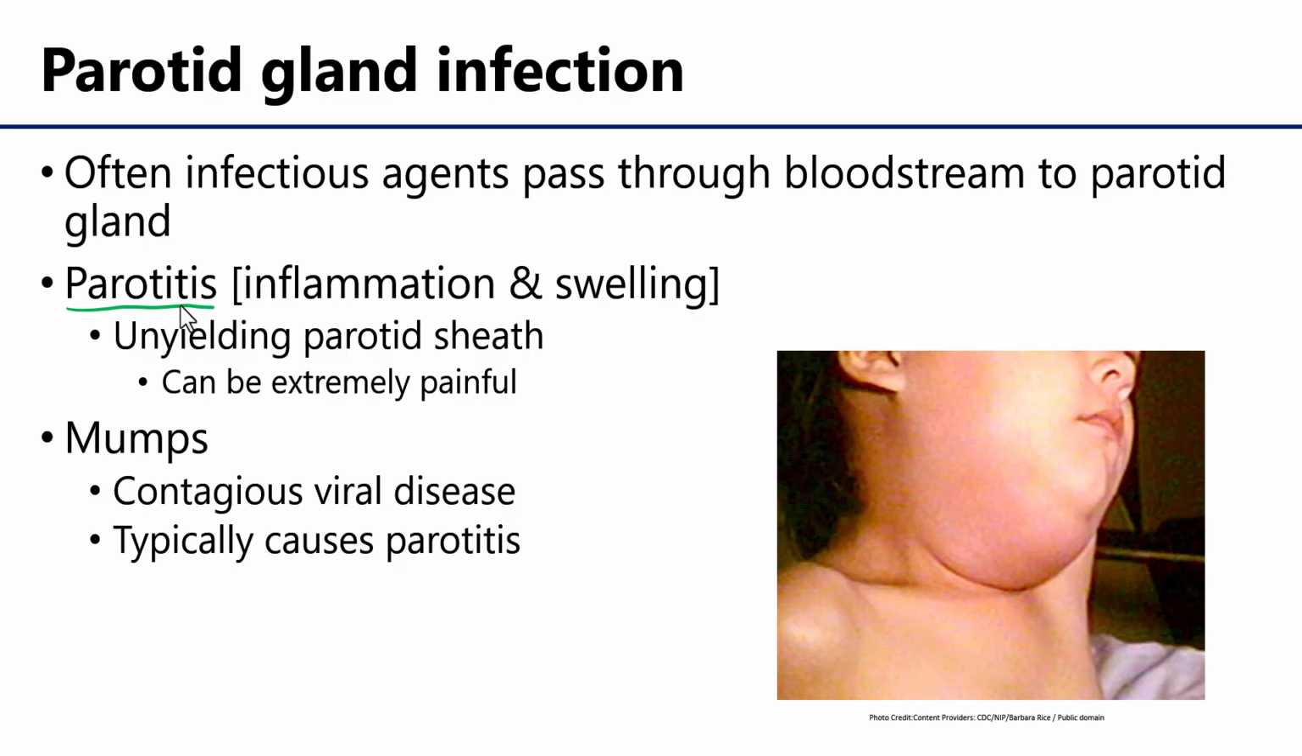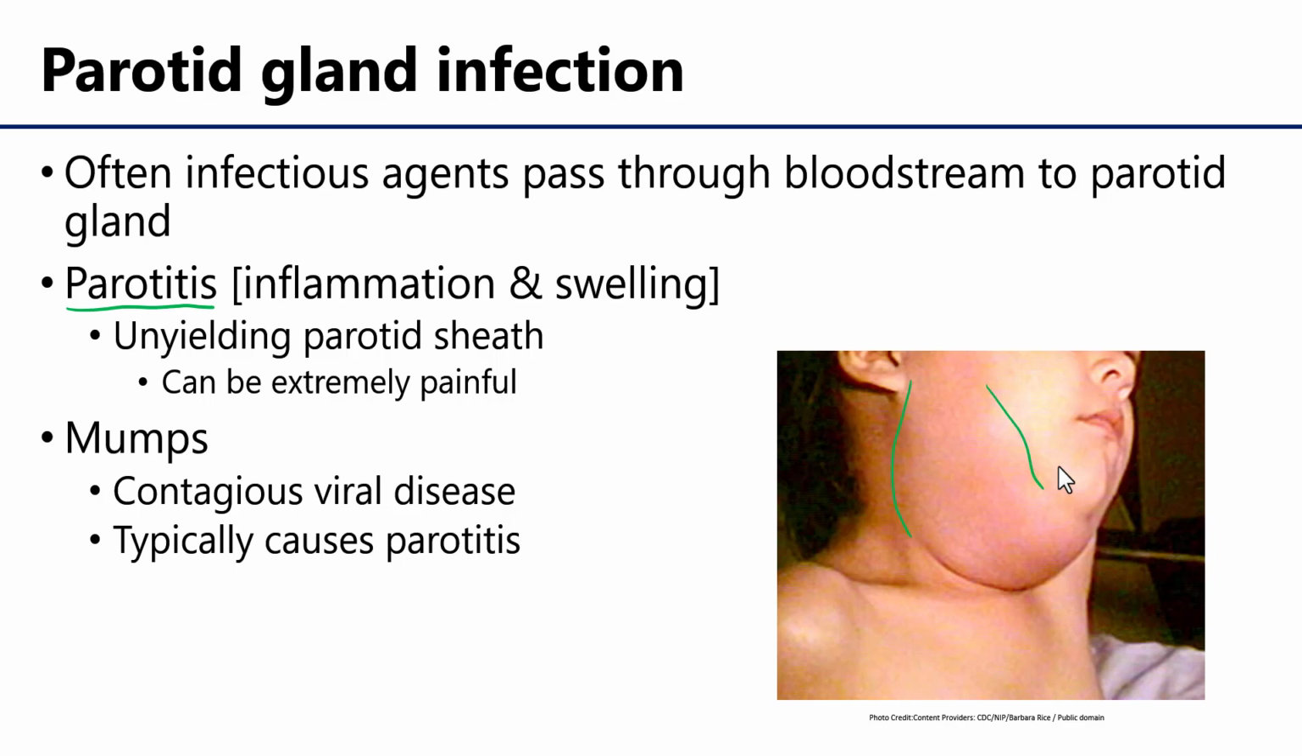So the parotid sheath is rather unyielding, and so when the gland begins to swell, that really compresses structures within it, which can be extraordinarily painful for an individual. One of the more common causes of parotitis is mumps, which is a contagious viral disease, and sort of the hallmark of it is this very swollen red feature of the cheeks.